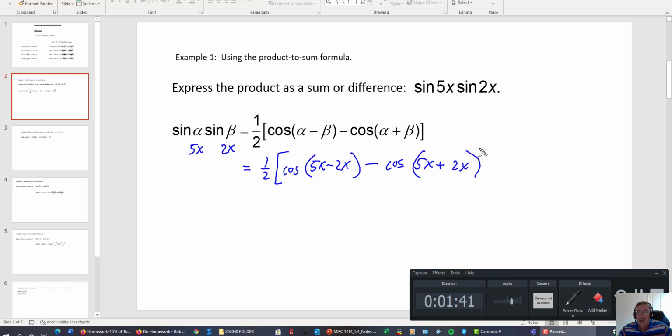So I mean, as far as getting products to sums and vice versa, this is one of the nicer, easier sections in trig students like. So you'll get 1/2 times the cosine of 7x minus, or I'm sorry, the cosine, see, look at me if I'm not careful here. 5x minus 2x is 3x. I was looking over here. Minus the cosine of 7x.